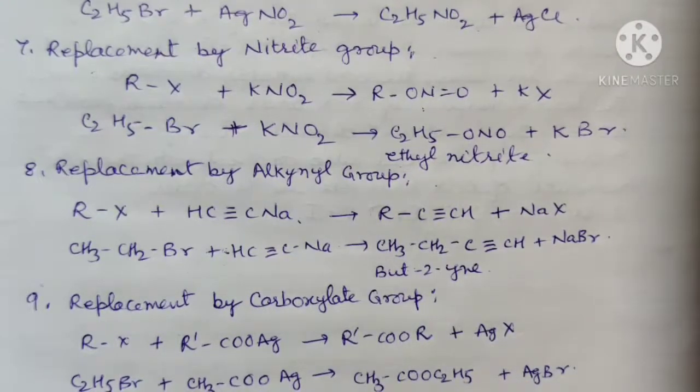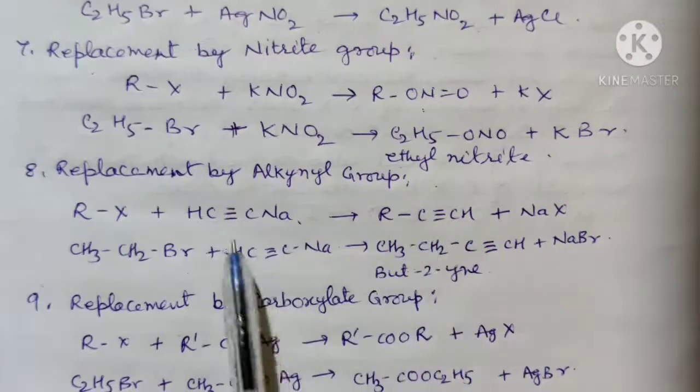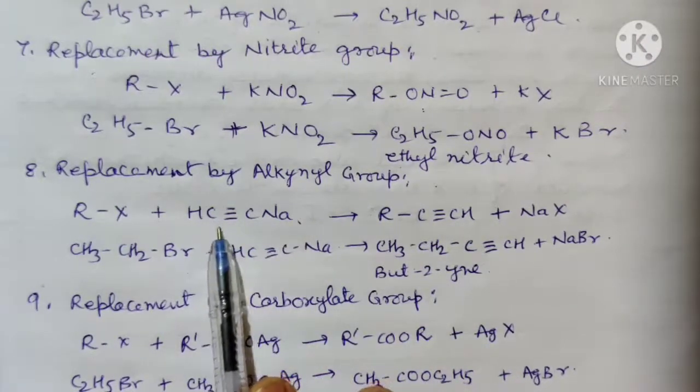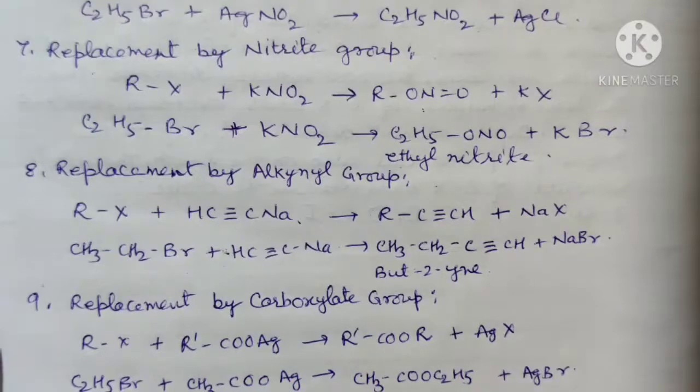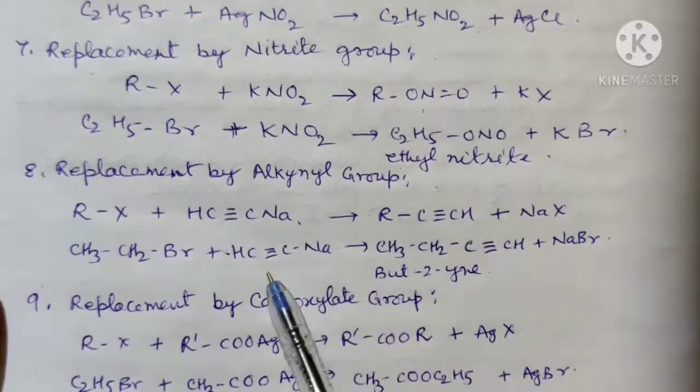The next is the replacement by alkynyl group. On treating haloalkanes with sodium alkynide, that is R, this is Na C triple bond CH, this is sodium alkynide, higher alkynes are formed. The reaction can thus be employed for ascending of series. When we want to prepare higher alkynes, we can use this reaction.